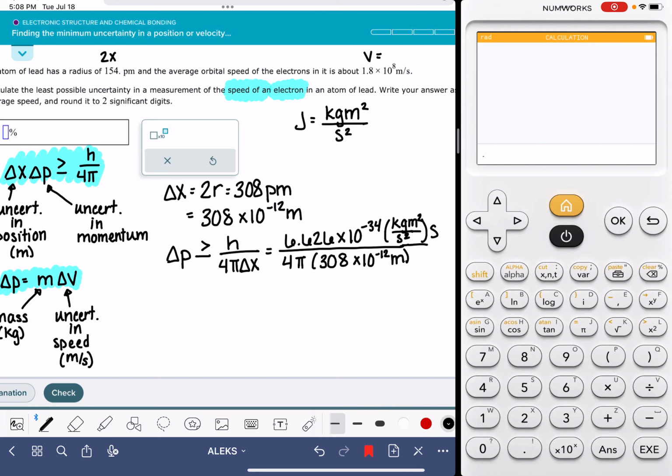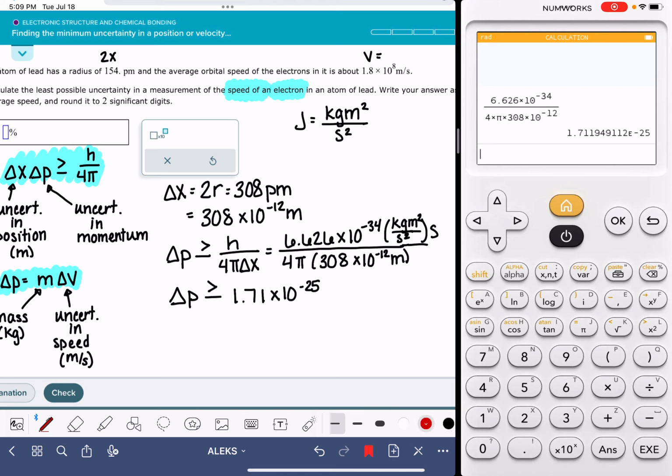second. It's going to make it a little bit easier for us to see the units as we're working on this problem. So next thing that I'm going to do is actually carry out this math and solve for delta P. Delta P is greater than or equal to Planck's constant, 6.626 times 10 to the negative 34, divided by 4 pi times 308 times 10 to the negative 12. That gives me an uncertainty in momentum of 1.71 times 10 to the negative 25.